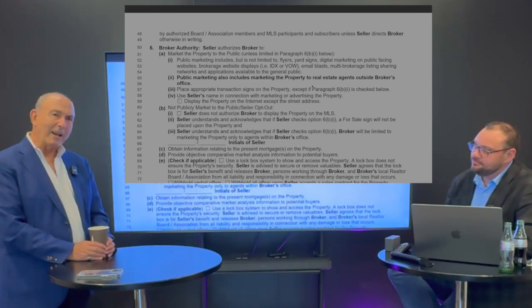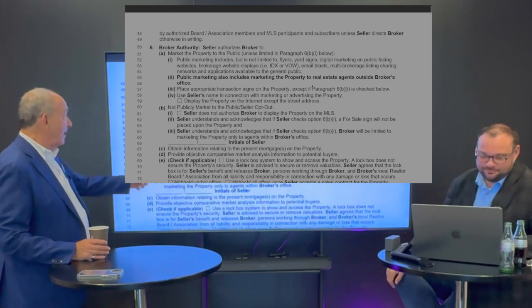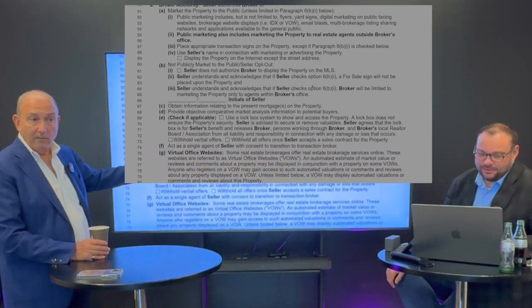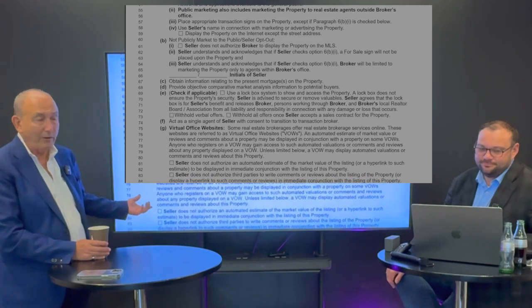Line 59: display the property on the internet except the street address. Who in their right mind is going to look at a property if they don't know where it's located? Do not check that box. Does that really happen that often? Never, as far as I know. Makes absolutely no sense whatsoever.